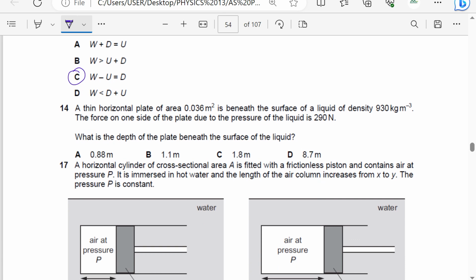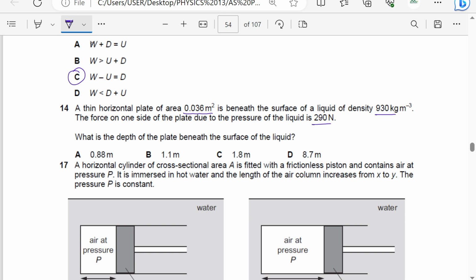A thin horizontal plate of area 0.036 meters squared is beneath the surface of a liquid of density 930 kilograms per meters cubed. The force on one side of the plate due to the pressure of the liquid is 290 newtons. What is the depth of the plate beneath the surface of the liquid?